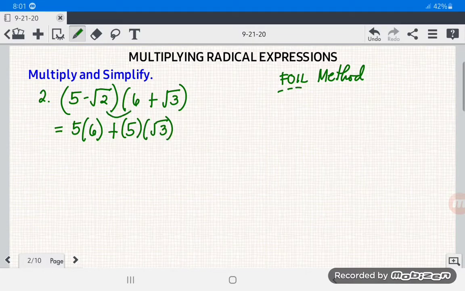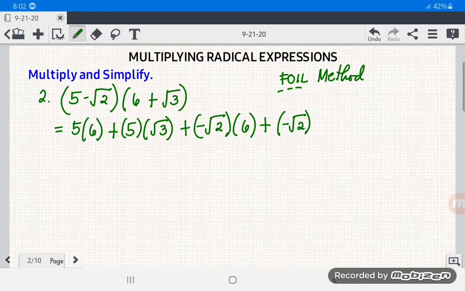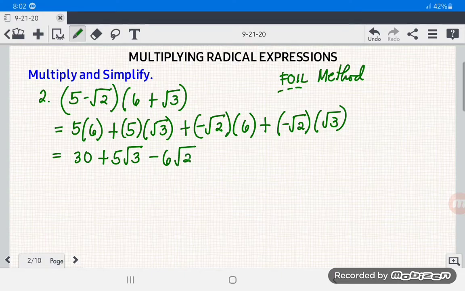Then I for the inner terms, so we have plus negative square root of 2 times 6. Then plus, L stands for the last terms, so we have negative square root of 2 times square root of 3. So 5 times 6, we have 30. Then 5 times 1, we have 5, so plus 5, then you just copy square root of 3. Then negative 1 times 6 is negative 6, then you just copy square root of 2.